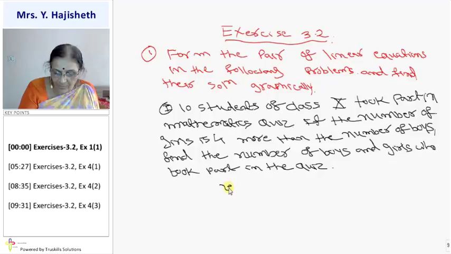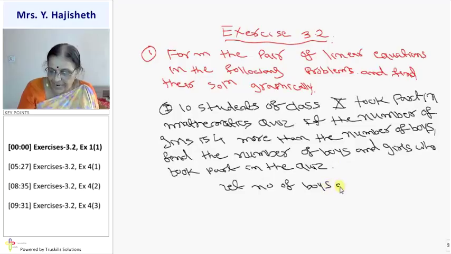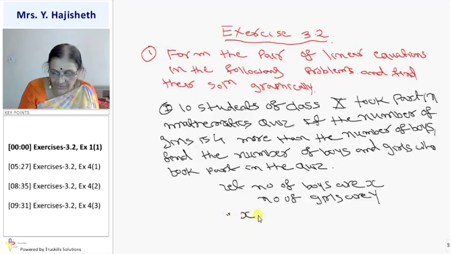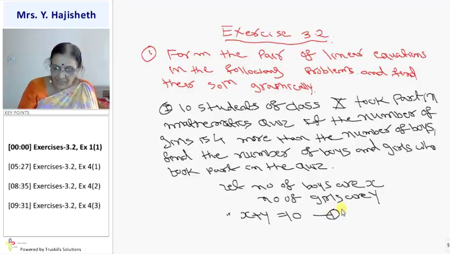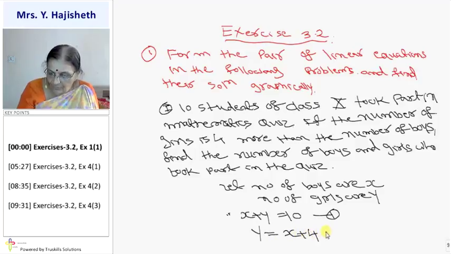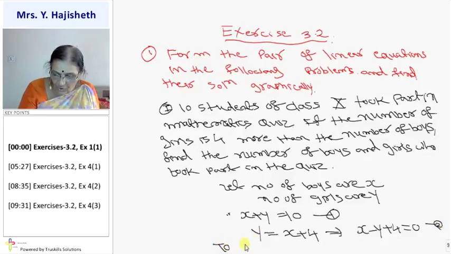Now here let the number of boys be x, and the number of girls, suppose, y. So my first equation is, total is 10, so x plus y is 10. This is my first algebraic expression. Second, y is x plus 4: the number of girls y is 4 more than boys. So x minus y plus 4 is 0. That is number 2.